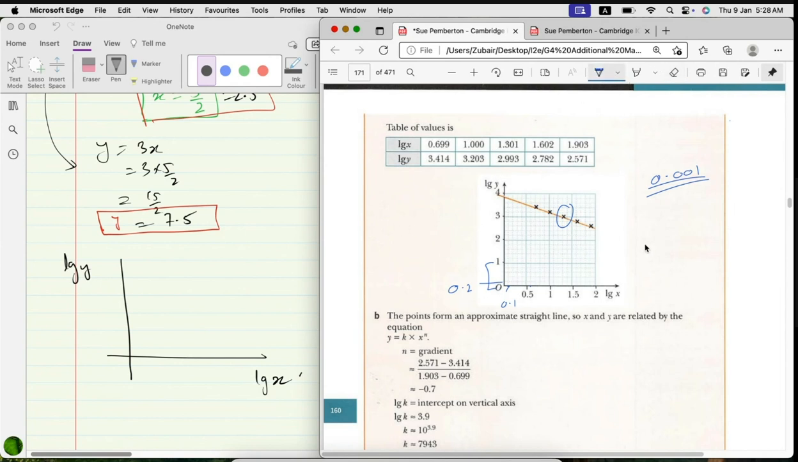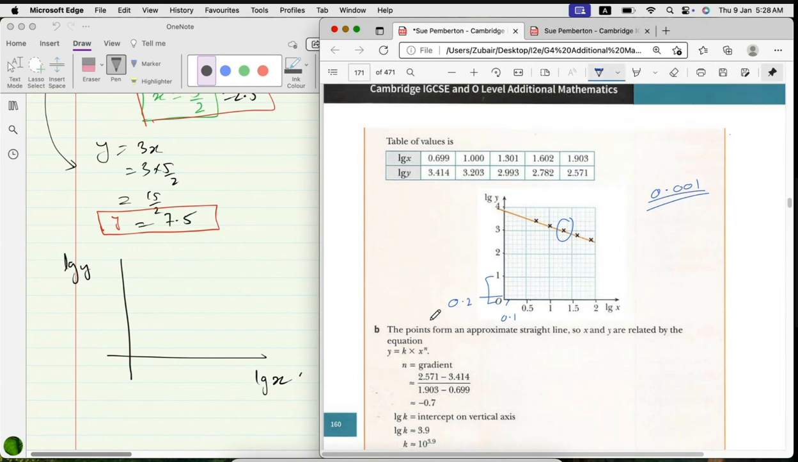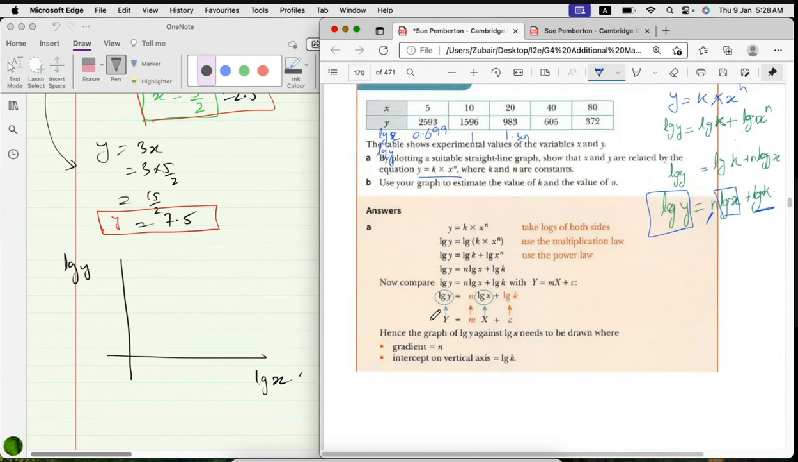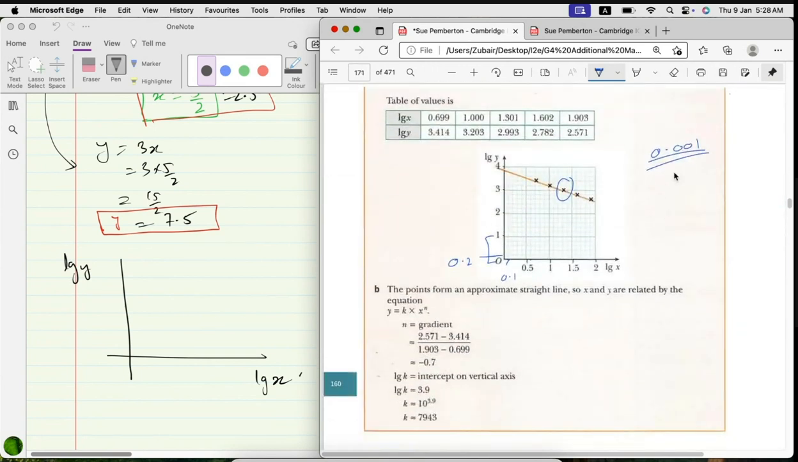So we just draw the graph, and for the relationship, we already knew our equation. lg y equals n lg x plus lg k. So we know the gradient is n. Find the gradient. Gradient is 0.7. And then for the y-intercept, we plug in a value from the graph for lg y and for lg x.